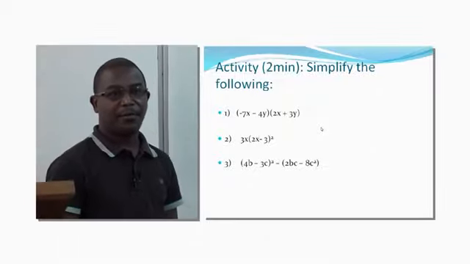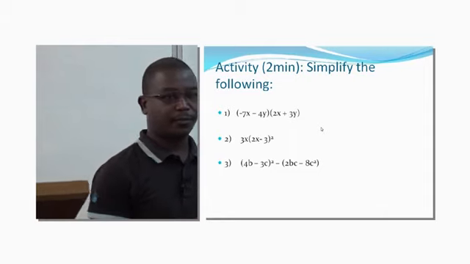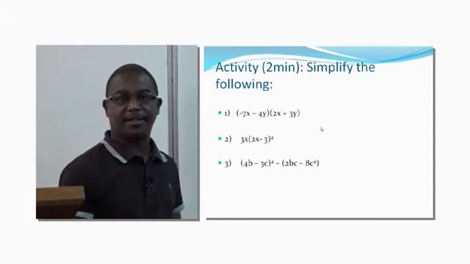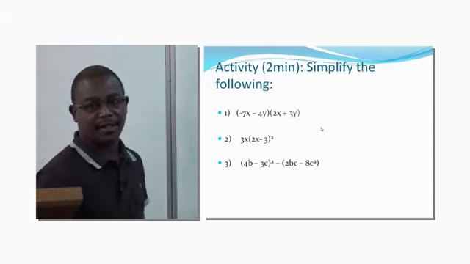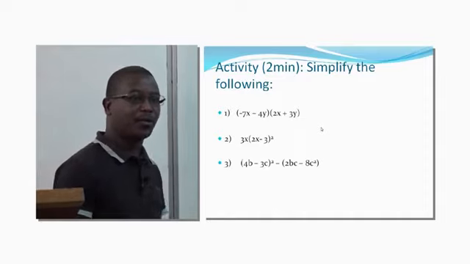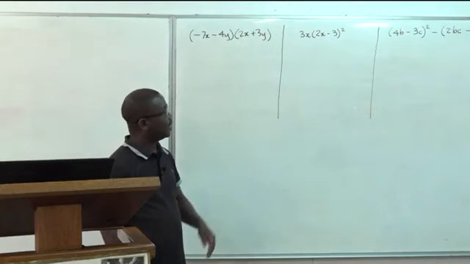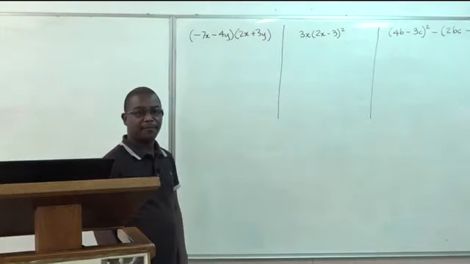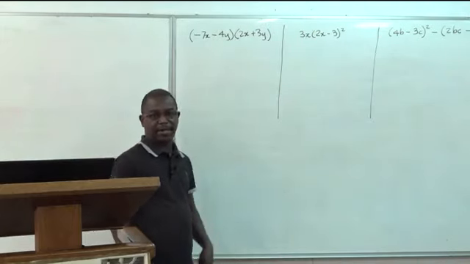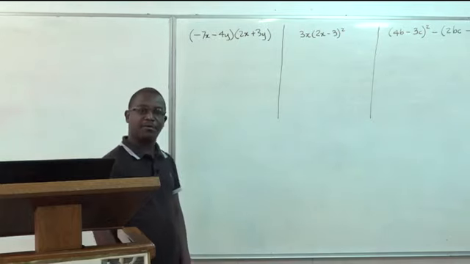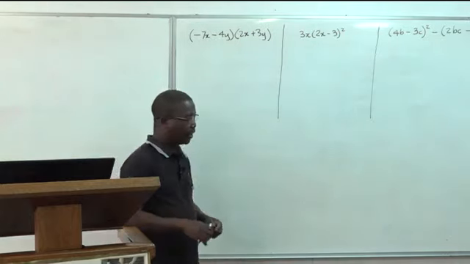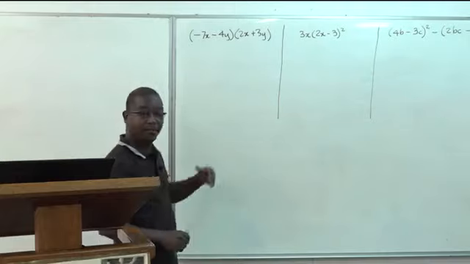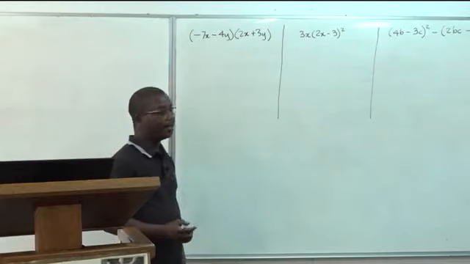Right, students, I hope and trust that you were able to multiply these binomials with each other. Now let's go through each one of them. I've already written the 3 questions on the board. We are going to deal with them one by one. Then you can check with what you have done if you did it correctly. If you made mistakes, then you can check where you did the mistake.